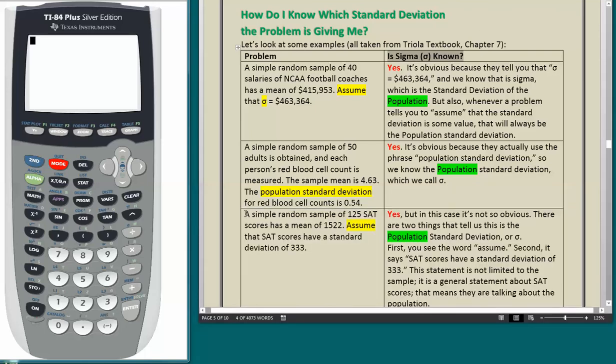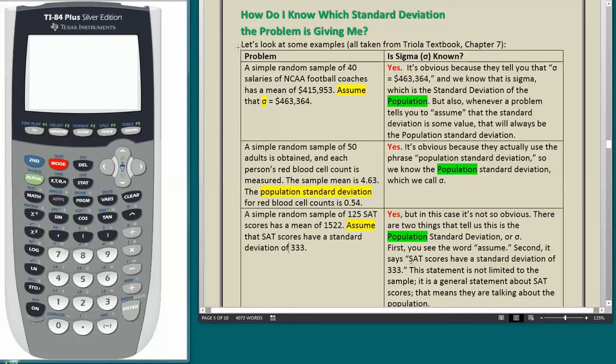Here's another example. I'm down here now. A simple random sample of 125 SAT scores has a mean of 1522. Assume that SAT scores have a standard deviation of 333. Is sigma known? Yes, but in this case it's not as obvious as in the first two cases. But there are two things that tell us this is the population standard deviation, or sigma. First, you see the word assume, and we talked about that above. But second, it says SAT scores have a standard deviation of 333.